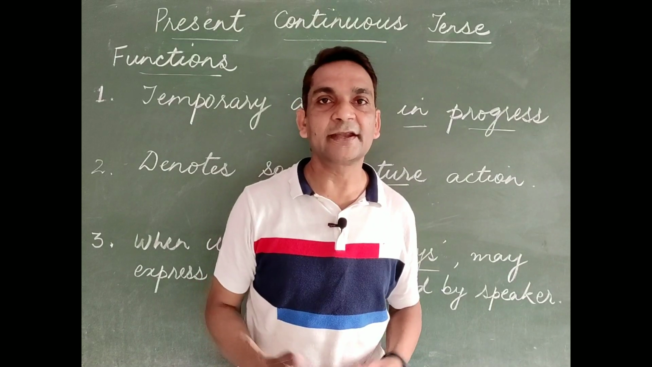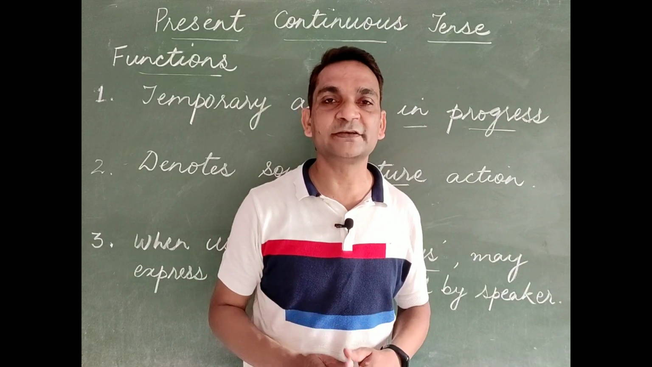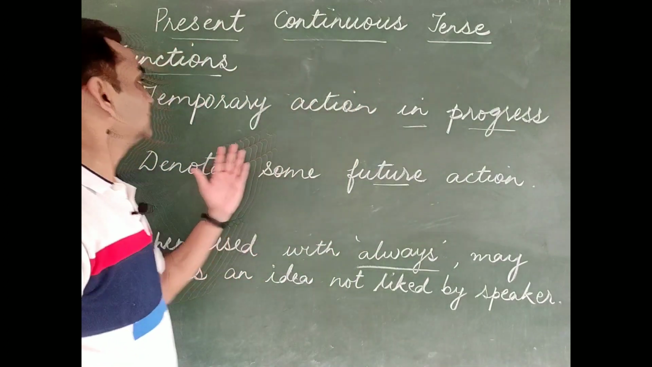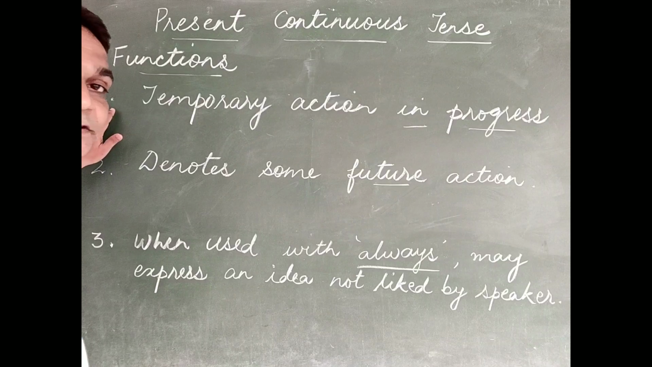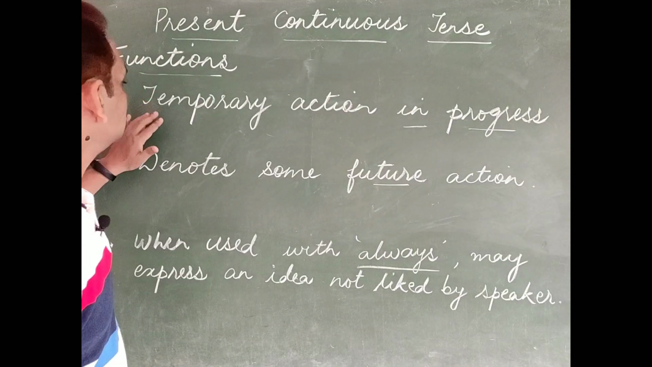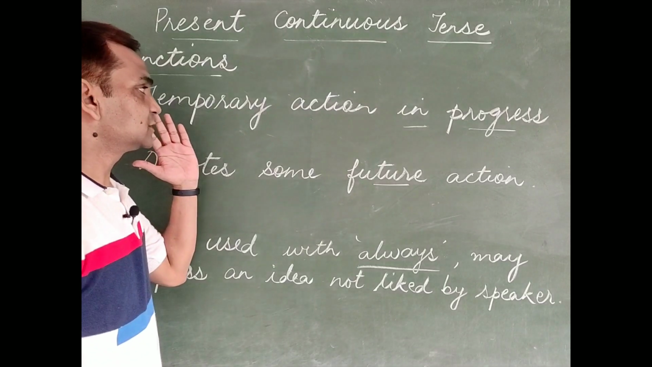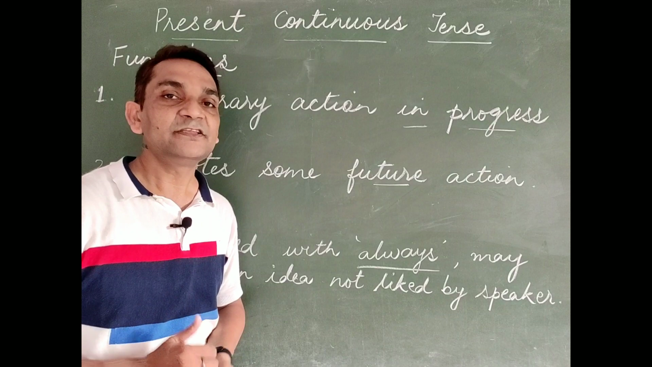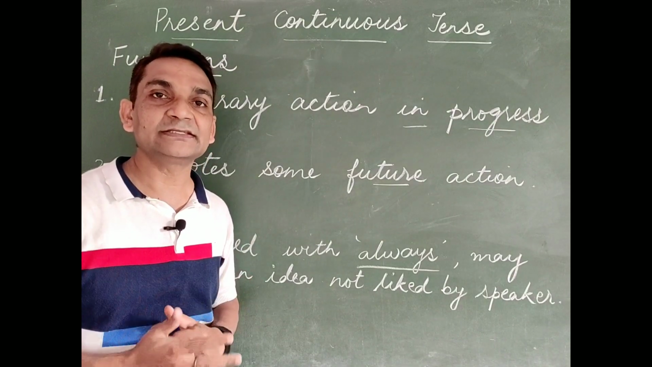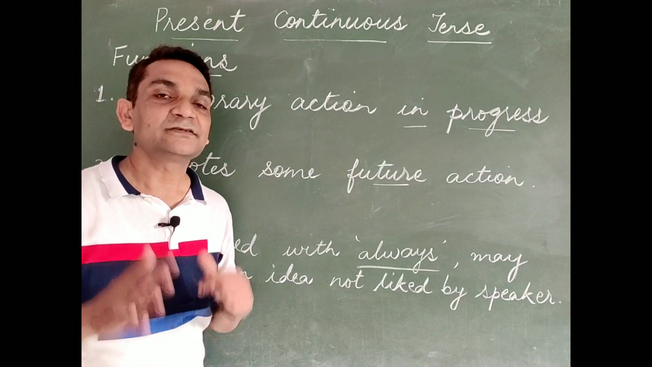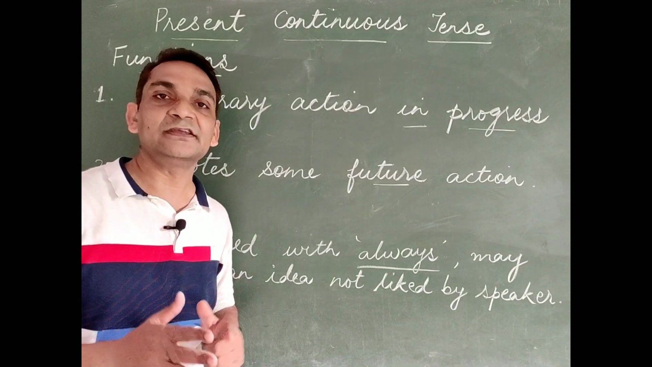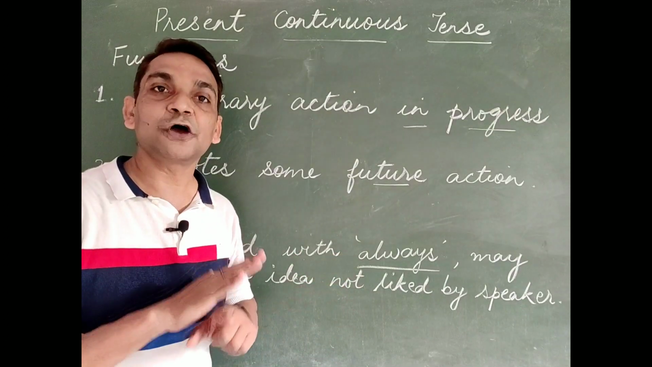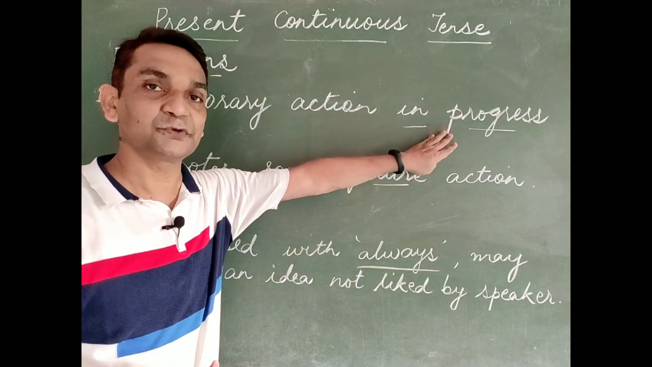Now let's have a look at the functions of present progressive tense or present continuous tense. So you can see here that one of the functions performed by present continuous tense is it shows temporary action in progress at the time of speaking. Means when the speaker is speaking the sentence, at that time some action which is temporary in nature is going on. It is continuing, it is not over yet. So it is in progress.